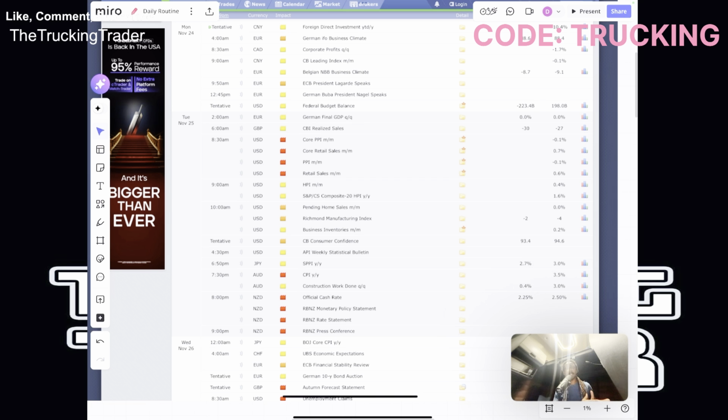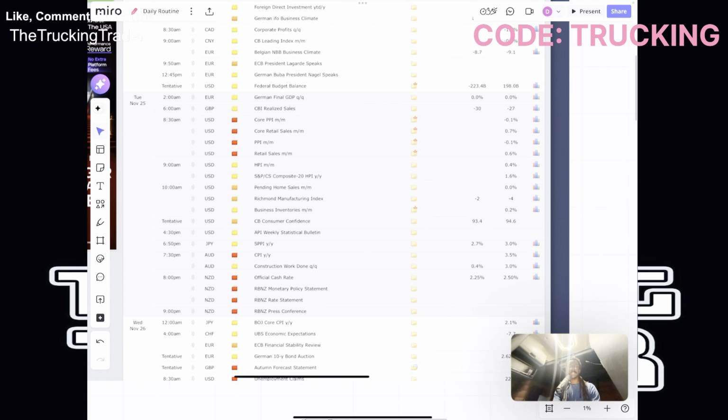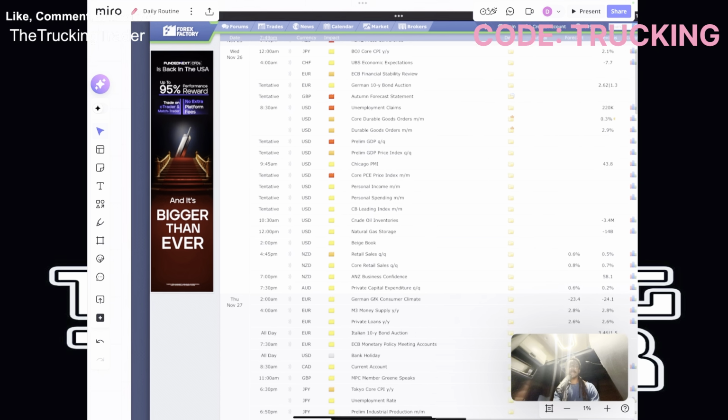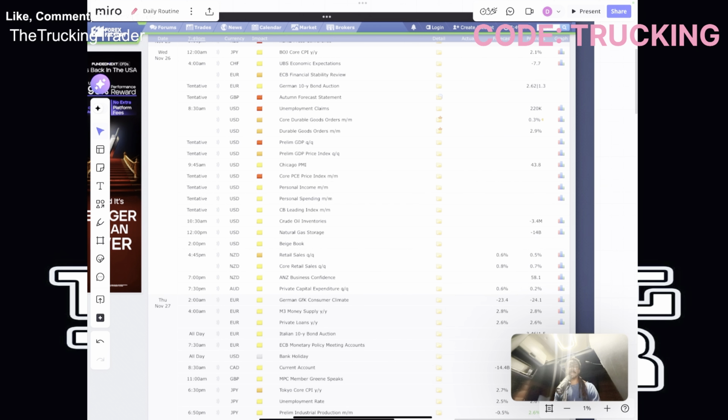Then we have Tuesday. Tuesday, we have core PPI coming out at 8:30. I think Tuesday is going to be a little bit of a tricky day to trade, mainly because Thursday is Thanksgiving, right? So if we look at Thursday, we got some volatility coming in on Tuesday. That could be a bunch of chop.